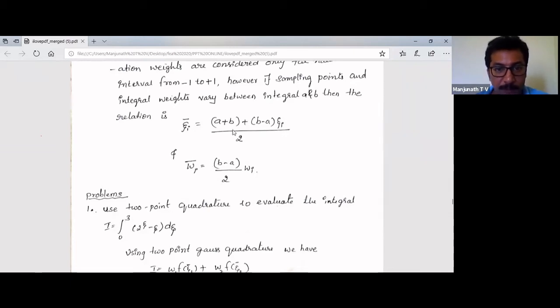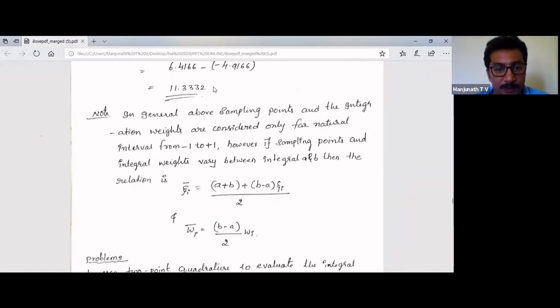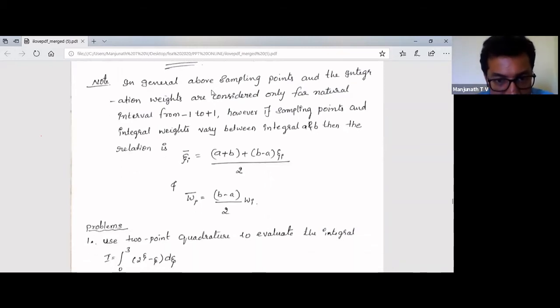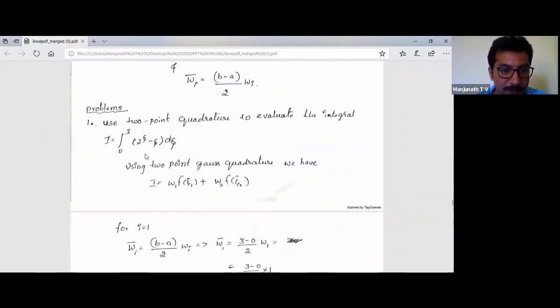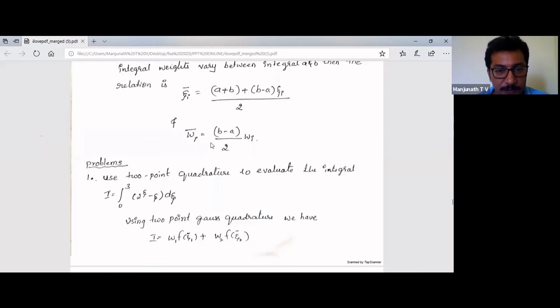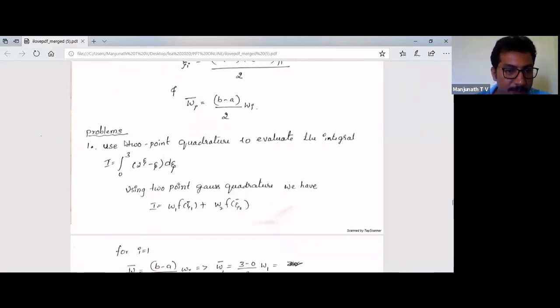If it is varying from -1 to +1, then you can use the above values of W1, W2 and zeta1, zeta2 to calculate the integral I. If it is varying from A to B, then you have to use these equations to calculate zeta1, zeta2, and W1, W2. How can we calculate using this? Let us discuss one problem now.